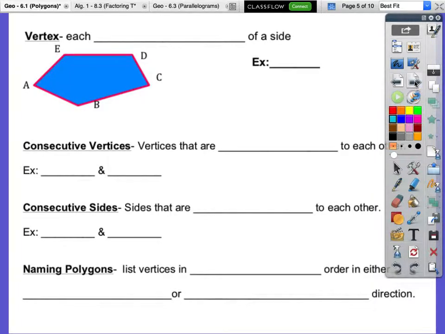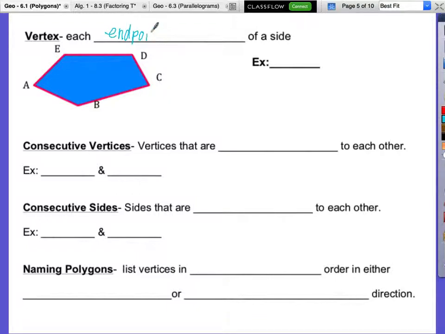We talked about vertices, well, the plural of vertex, before with triangles and different angles. So a vertex is each endpoint of a side, okay? And it's really each point of the shape as well. So each endpoint of a side is a vertex. So raise your hand to tell me an example of a vertex in this polygon.